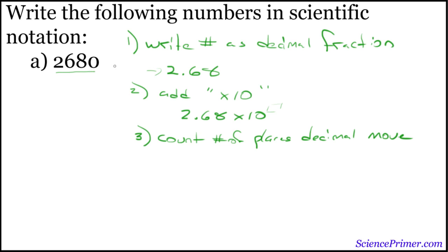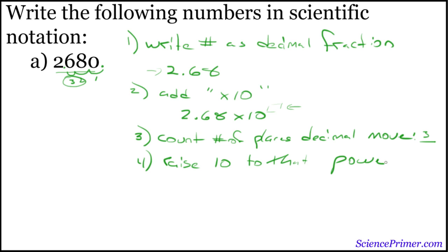And so all we do is we have the decimal started just after the 0. We put it after the 2 and just count the places. 1, 2, 3 places. So the number here is 3. And then that 3 is what we put in here, to raise 10 to that power. And so then we just have the complete answer, 2.68 times 10 to the 3.